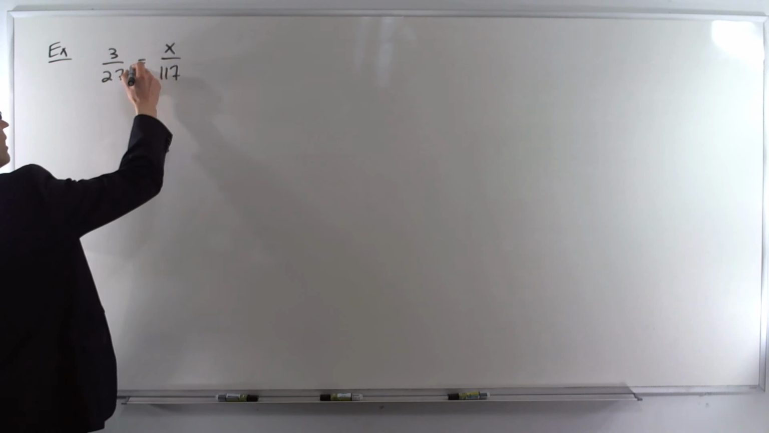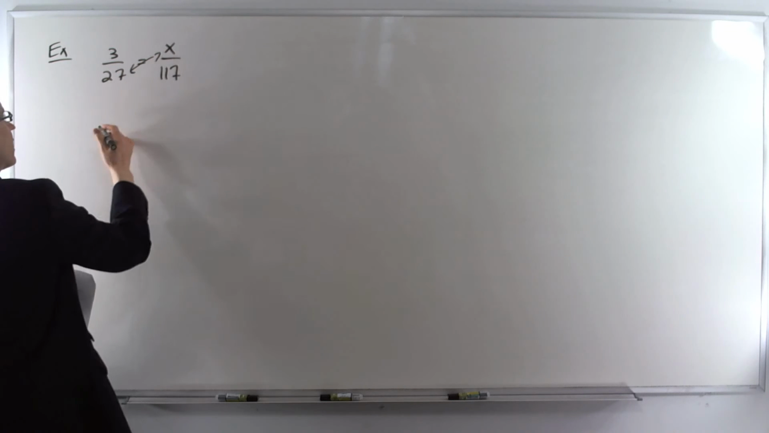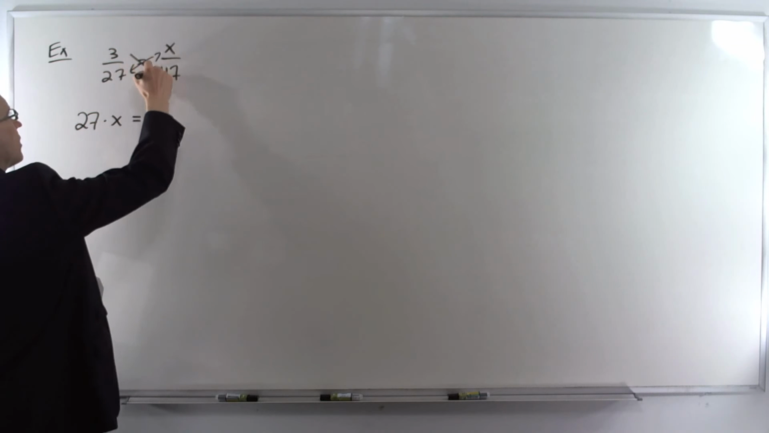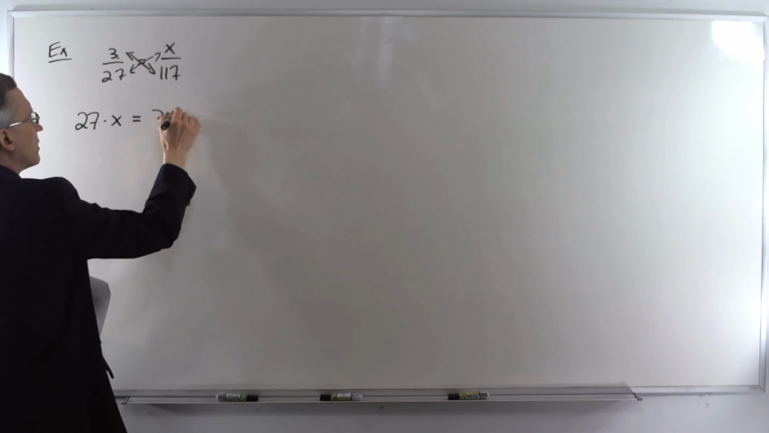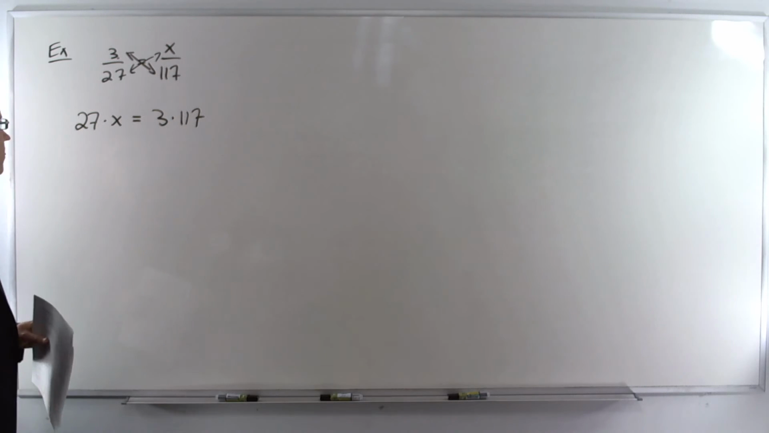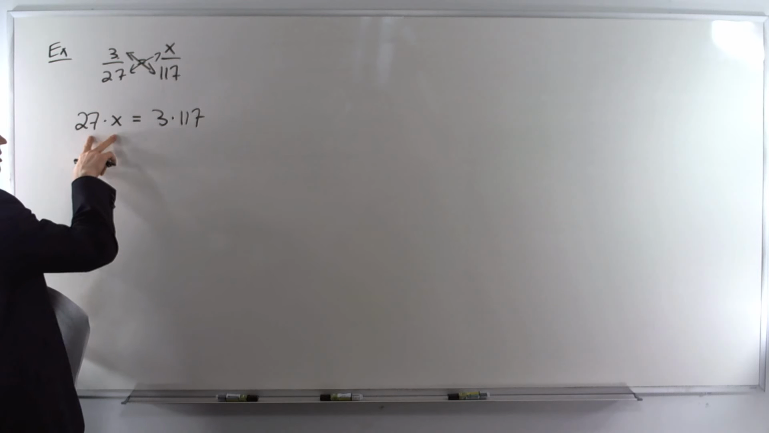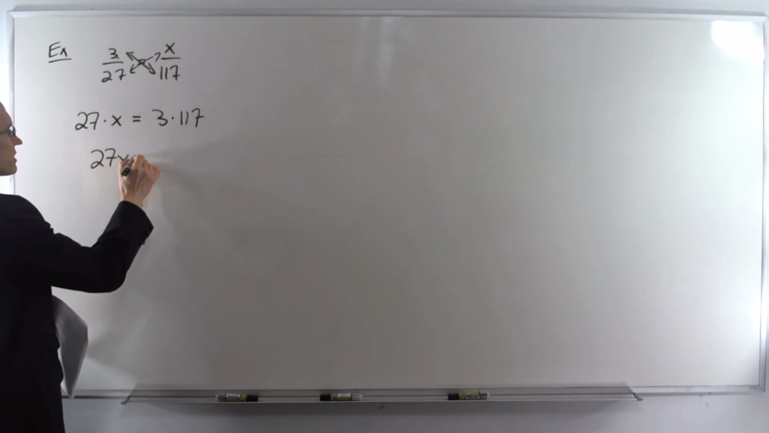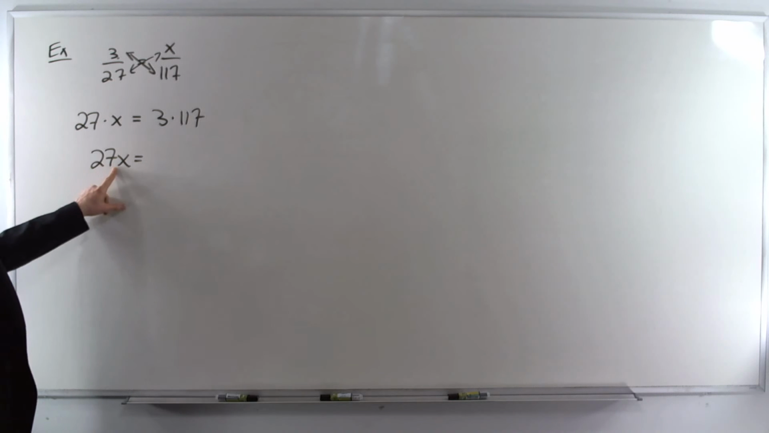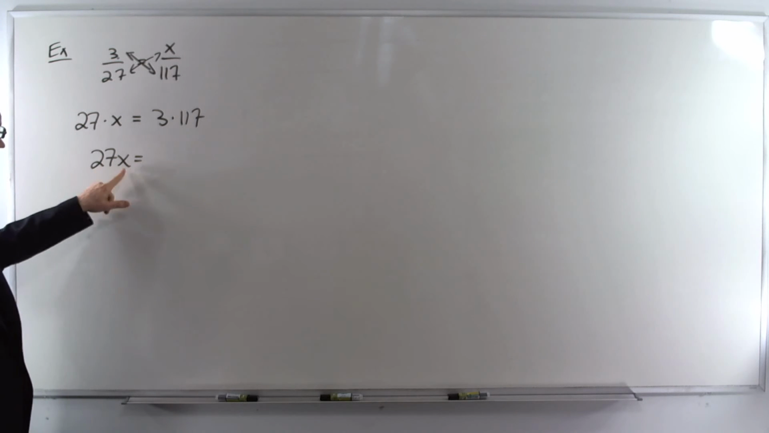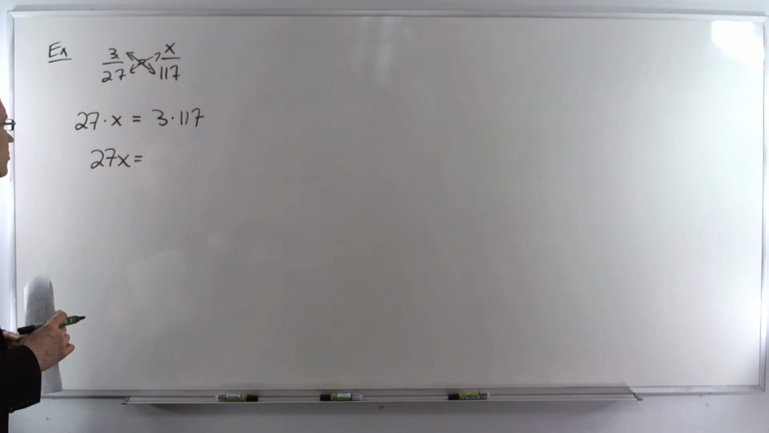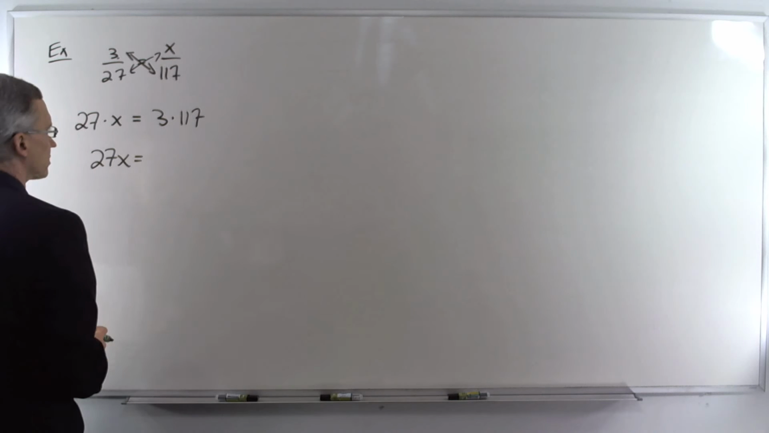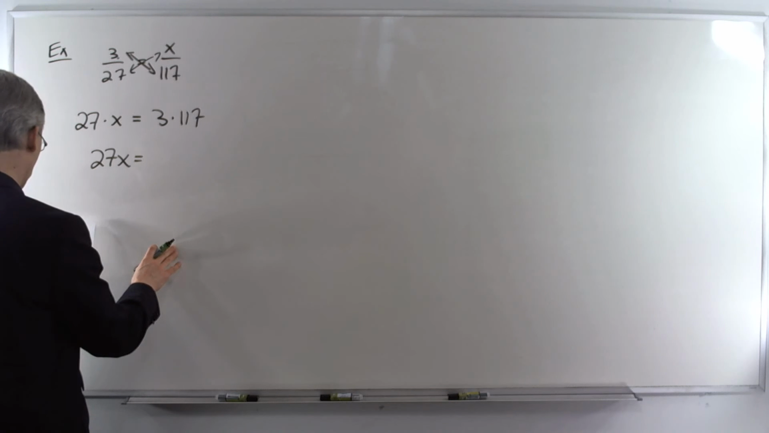All right, so cross multiplying, first this way, we got 27 times x, and this way, we've got 3 times 117. Now, when writing multiplication with a variable, you don't need to include the operation. If we write 27x, we're assuming that multiplication is the operation. Whenever you have a number next to a variable, it's multiplication. So let's write it like that, 27x, and over here, that's going to give us 351.